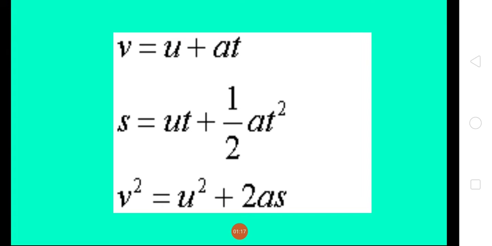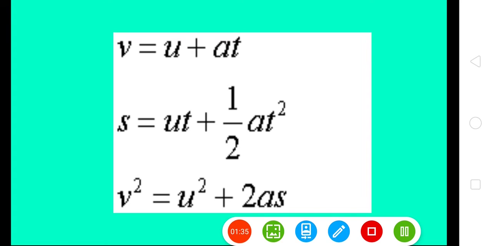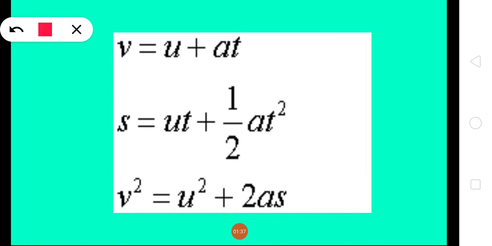Here A stands for acceleration, U initial velocity, V final velocity, T time, and S for distance. The last equation can also be written as V square minus U square is equal to 2AS. You can just bring U square on the left hand side, and it can also be represented as V square minus U square is equal to 2AS.